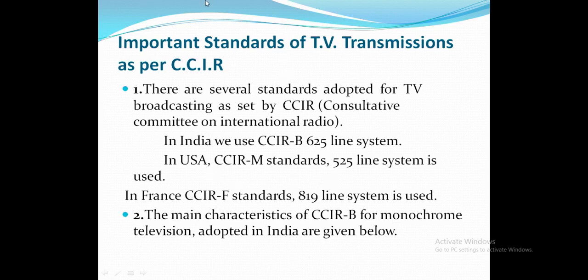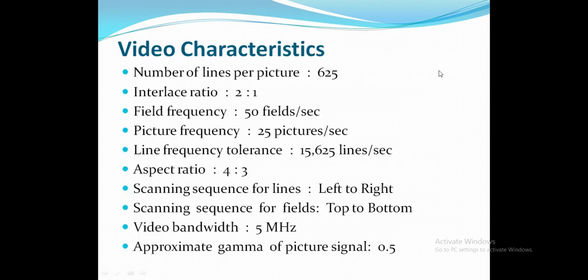Okay. In India, we use 625 line system. In America or USA, we use 525 line system. In France, 819 line system is used. So, coming to the video characteristics, number of lines per picture is 625 lines.